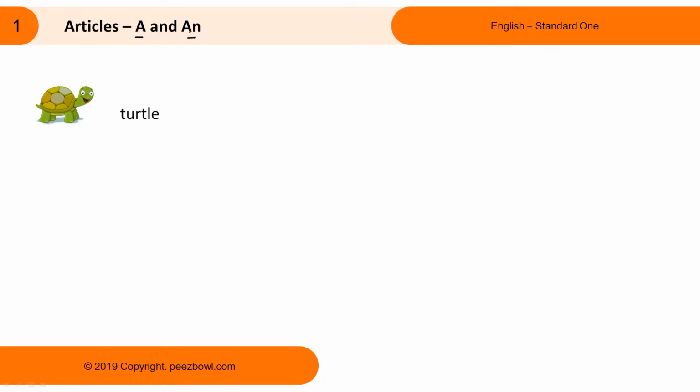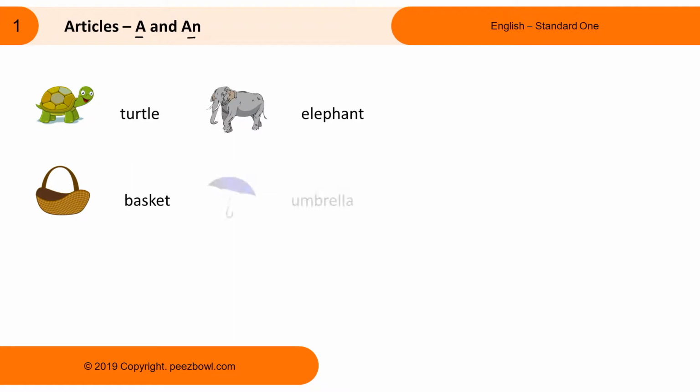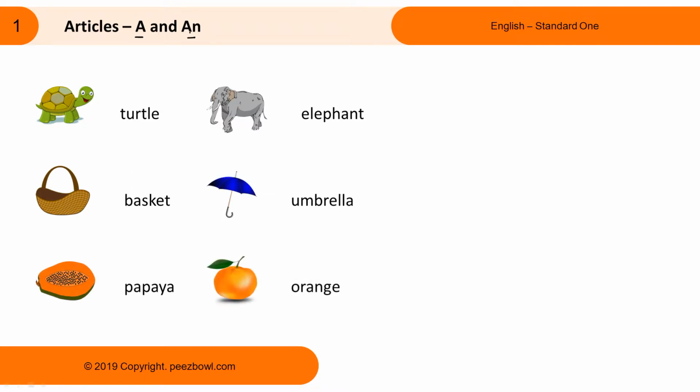First we have one turtle. Can you count turtle here? Yes, there is one turtle. Then we have one elephant. You can count elephant also, and it is just one. After that, there is one basket. Basket is also a singular noun like turtle and elephant. Then umbrella, then papaya, and last we have one orange.